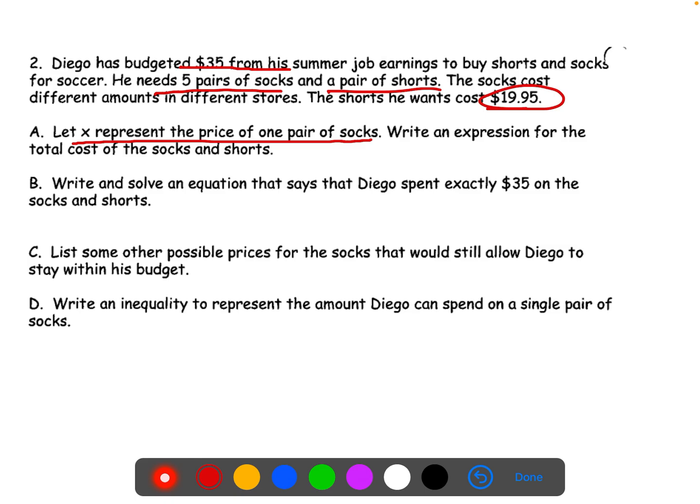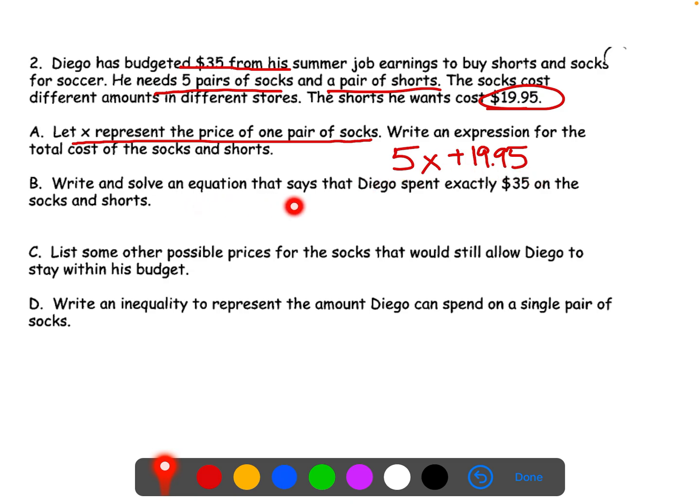All right, write an expression for the total cost of the socks and shorts. So we know he needs 5 pairs of socks, but we don't know what they cost. So whatever that amount is, that's the price of a pair of socks, we need it 5 times, 5x. Then we need to include the cost of the shorts, which is a set price. He wants the $19.95 shorts. And that would represent adding up the 5 pairs of socks and the cost of the shorts. That would be our expression.